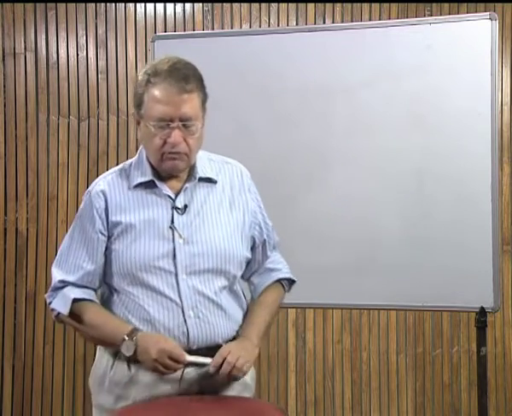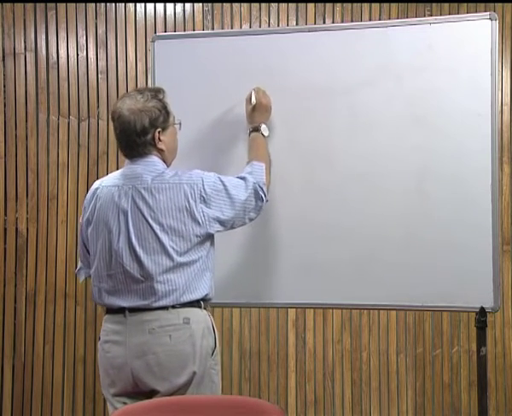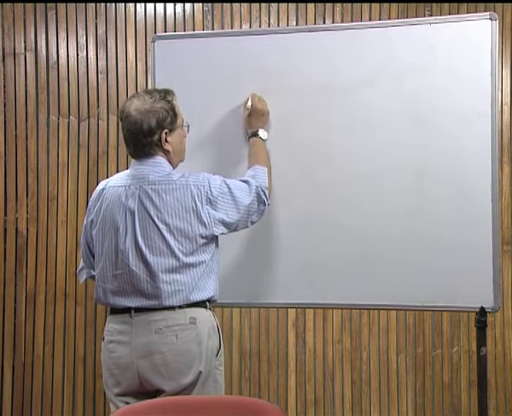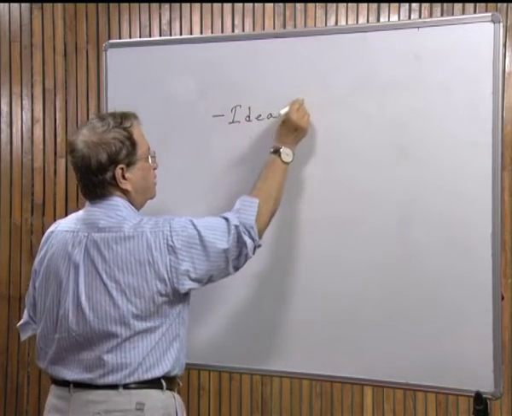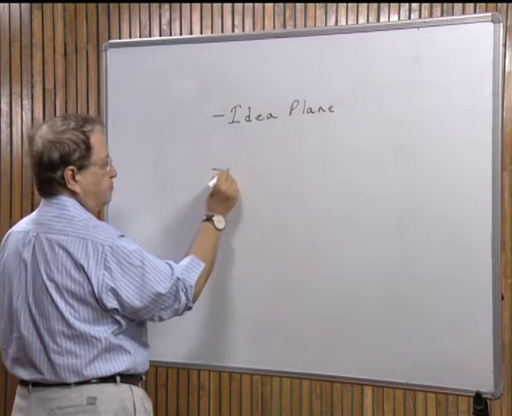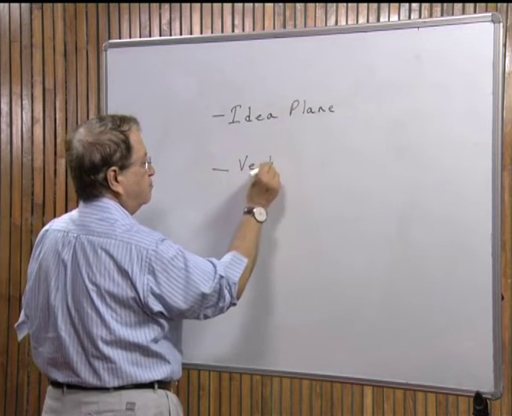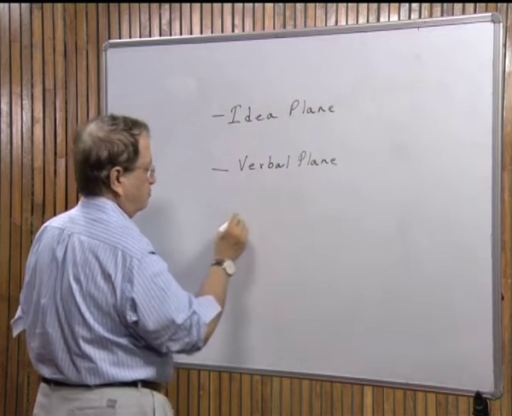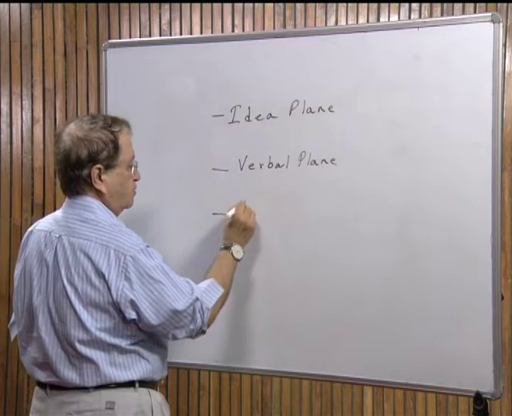So, Dr. Ranganathan came up with an elaborate idea, and that elaborate idea was that the work of classification is divided into 3 parts. We have already discussed these 3 parts, but let us just quickly run through them. He said that the work is divided into 3 parts. The first one he called idea plane, the second one he called the verbal plane, and the third one that we are discussing today is the notational plane.